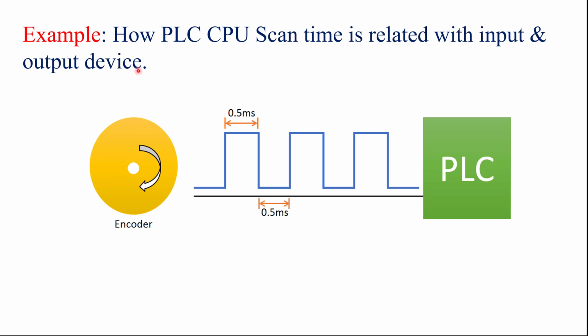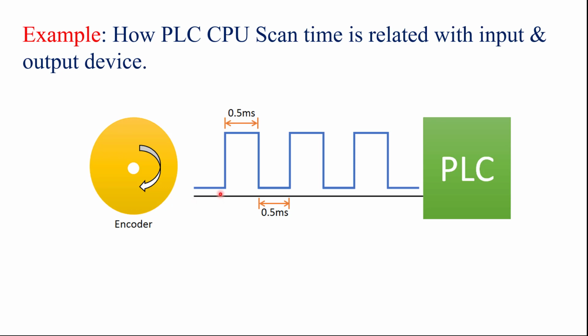I will explain the answer to this question with the help of this diagram. Suppose this is a PLC and this PLC is connected with an input device. Here we use an encoder as an input device. So the encoder gives input.